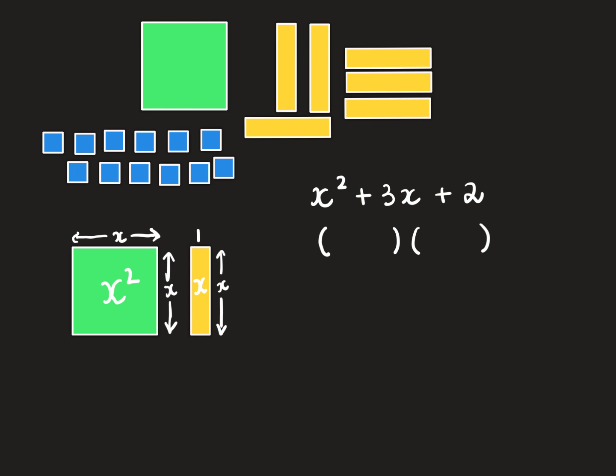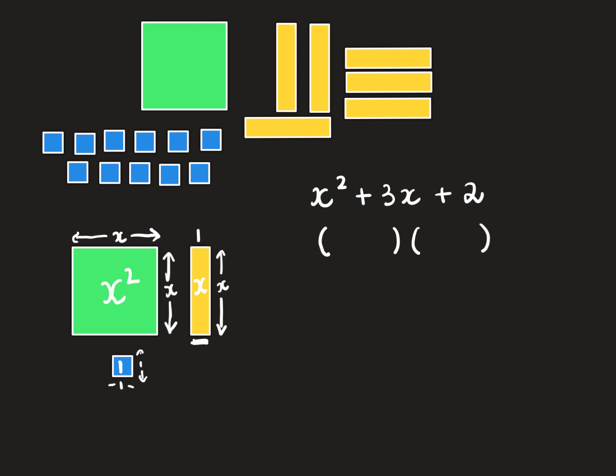Next, I have these little blue ones here. Each of these blue ones has a length of 1 and a width of 1. You can see that they are the same length as that bit there. What's their area? 1 times 1 is 1 unit.